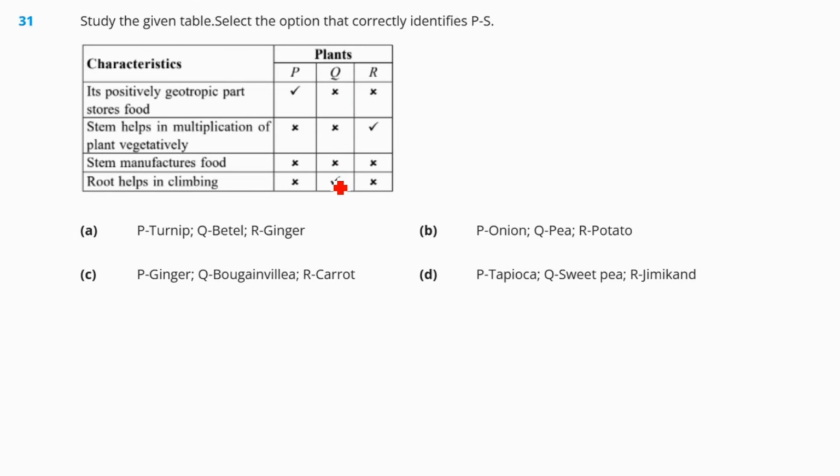Q that helps in climbing, it can be root helps in climbing, betel, yes. R, the stem that helps in vegetative propagation, it can be ginger, it can be potato, okay, it can be onion. Okay, so our correct answer here is option number A, turnip, betel, and ginger.